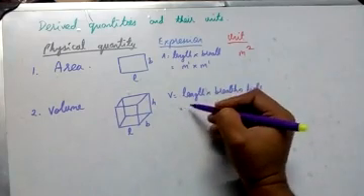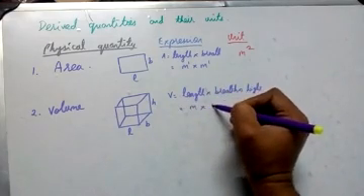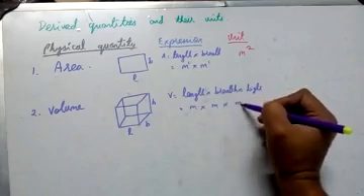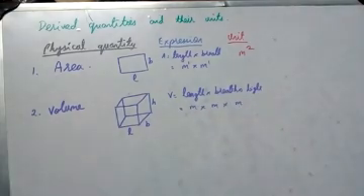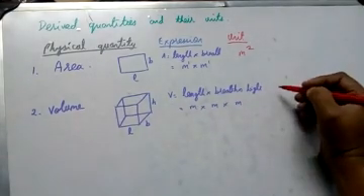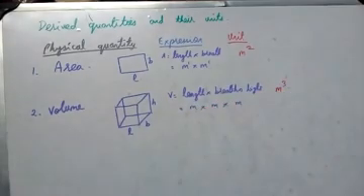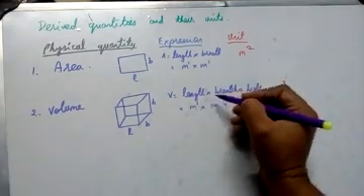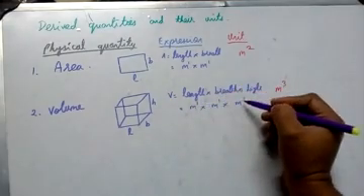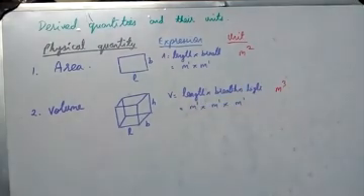Length is measured in meters, breadth is measured in meters, height is measured in meters. So you get the SI unit as meter cube. When you multiply them, you add the powers: meter power 1, meter power 1, meter power 1. So it is meter cube.